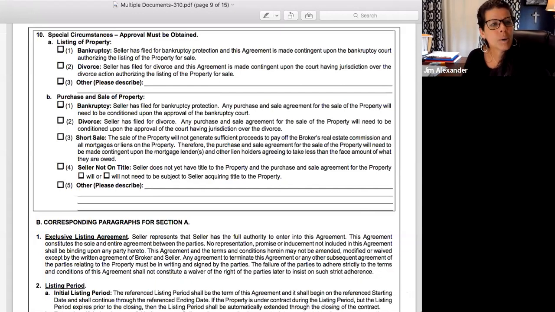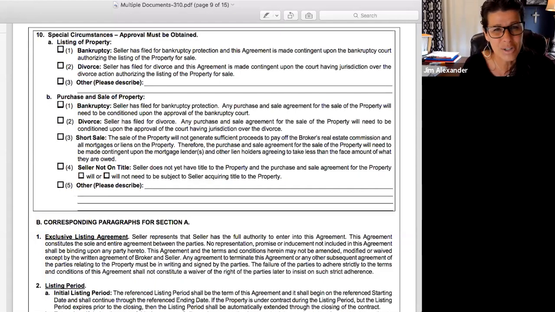So it could be bankruptcy, it could be divorce, it could be a short sale. Or the seller's not on title yet, because it could have been a trust account or something, or a death in the family, and we've got to work out some title issues. So just make sure that you do not go under contract without disclosing, and the buyer is fully aware that it's going to require some third-party permissions to get this house sold.